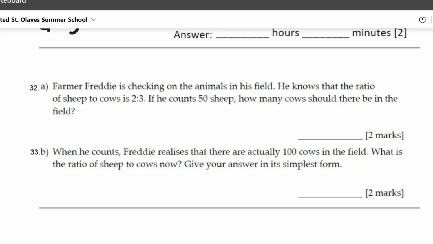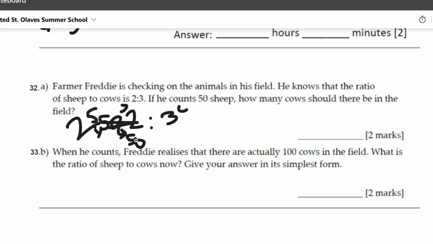So Freddie has some animals in his field. We're going to do 2 to 3 and we always label. This is going to be sheep to cows. If he has 50 sheep, we have to times both sides by 25 to get 50 over here. So 2 times 25 is 50, and then 3 times 25 is going to be 75. So we have 75 cows for his 50 sheep on his farm.